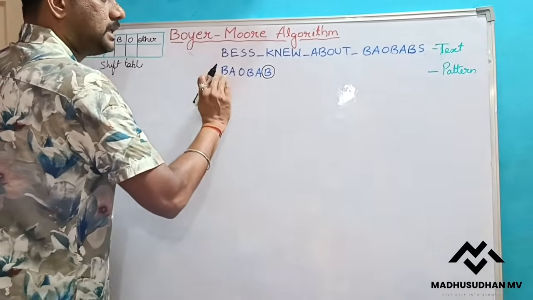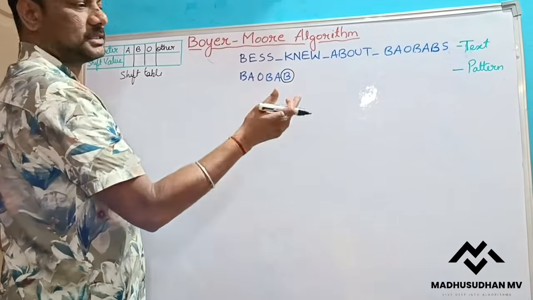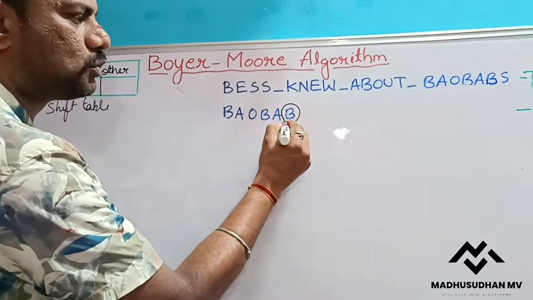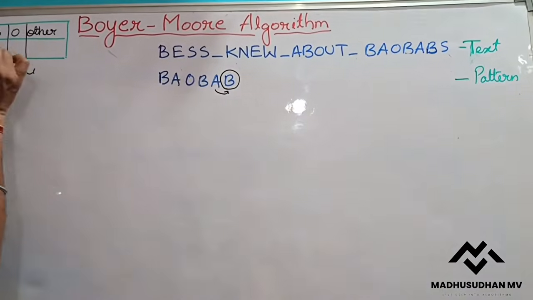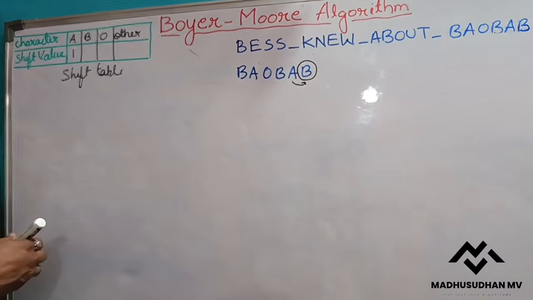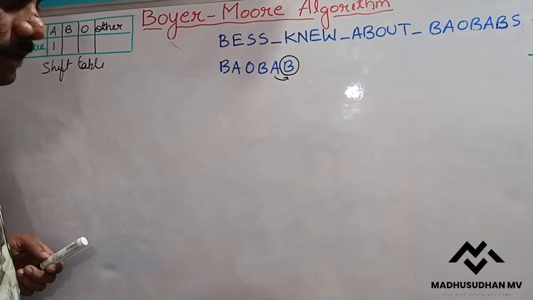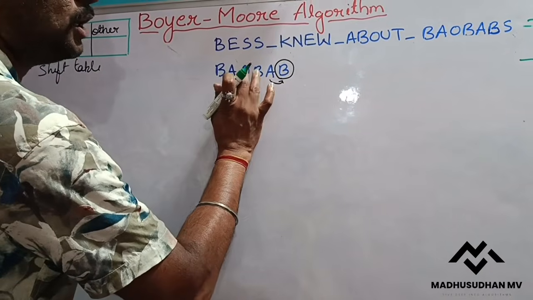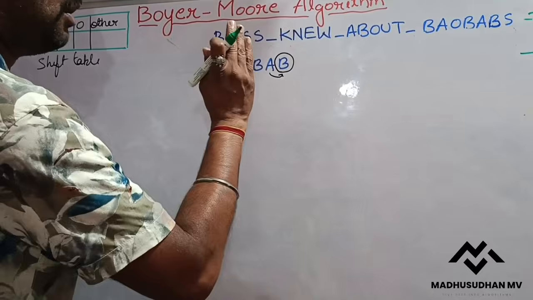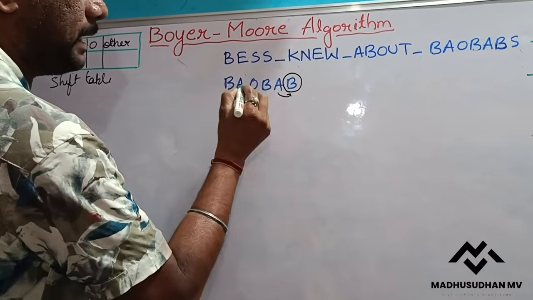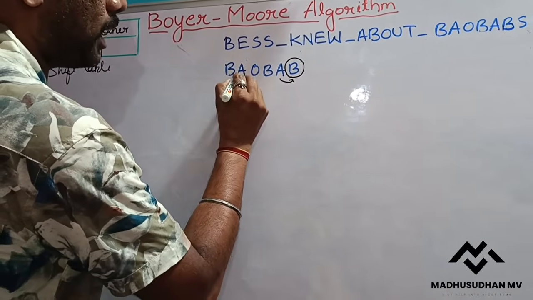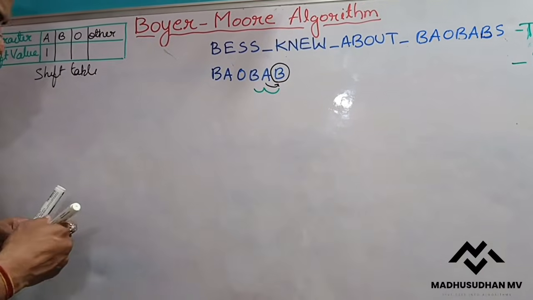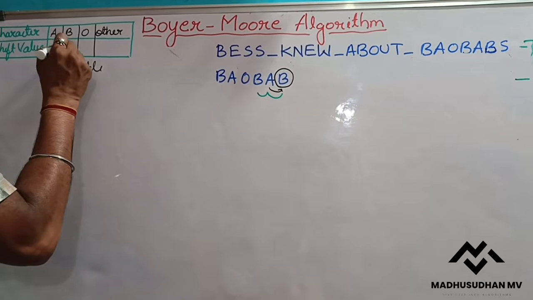Always take the last occurrence. This A is the first occurrence; the last occurrence is this one, at a distance of 1. So the A value is 1. Similarly, check the next one, B. You check the B value, what distance. B has a first occurrence and this is the last occurrence. Don't check this last one, leave it; only the remaining characters we need to check. B is at a distance of 1, and this is at 2. So B is at a distance of 2.